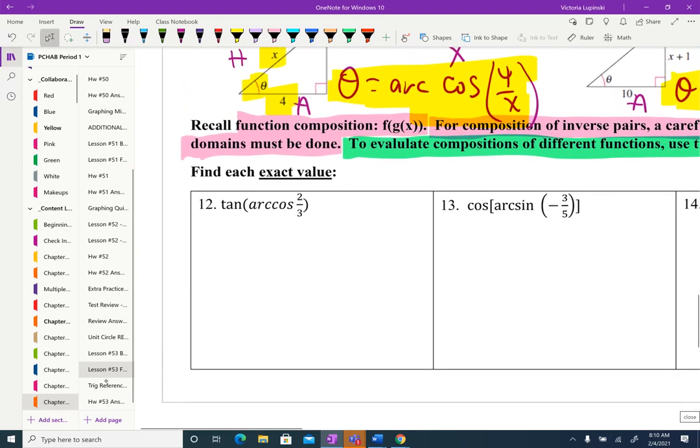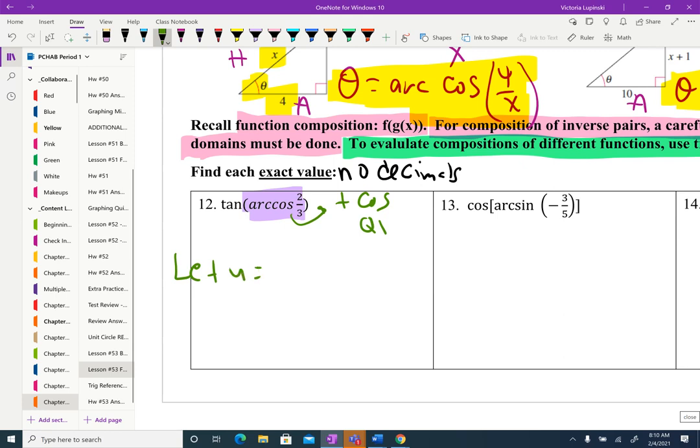So find the exact value. Please make sure you know that that means no decimals are allowed. And here's what you're going to do. As always, with function composition, you're going to work from the inside out. So you're going to look at the arc cosine of 2/3. Then you're going to look at this cosine. This is a positive cosine. According to the arc cosine rules, you can only be in quadrants 1 or 2. And if you have a positive cosine, it means it has to be quadrant 1.